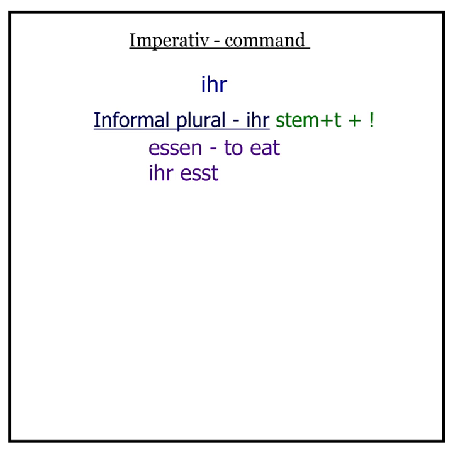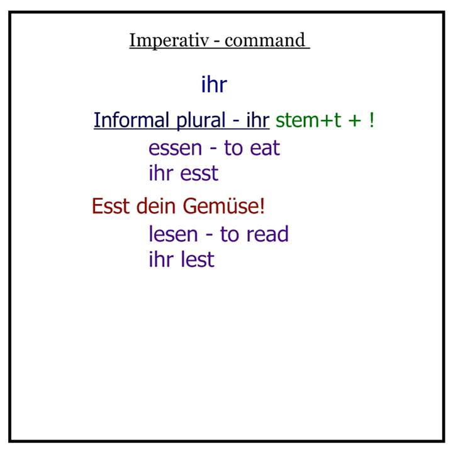Just like the formal, the verb comes first. Esst dein Gemüse. Eat your vegetables. Conjugation of lesen to ihr. Ihr lest. Lest das Buch. Read the book. Notice that unlike the Sie form, you don't say ihr. You don't say the word for you in the command.